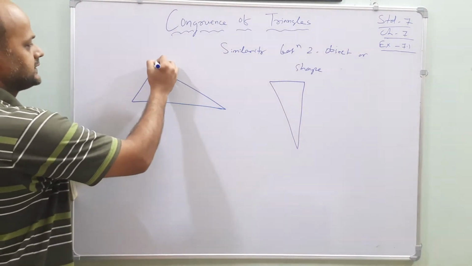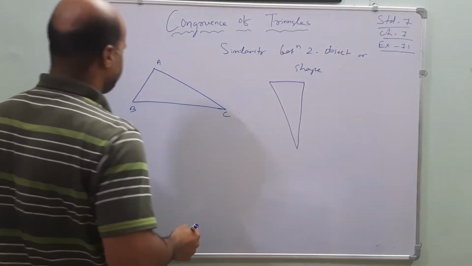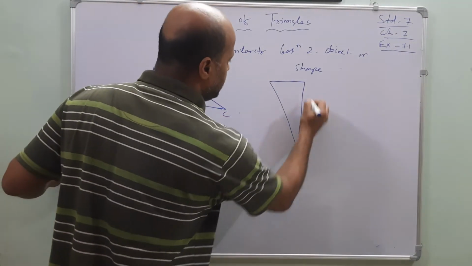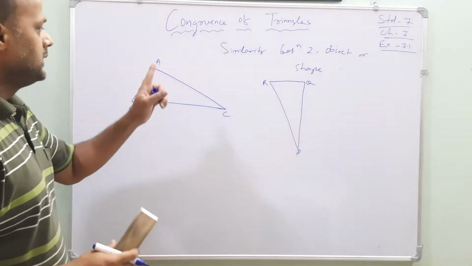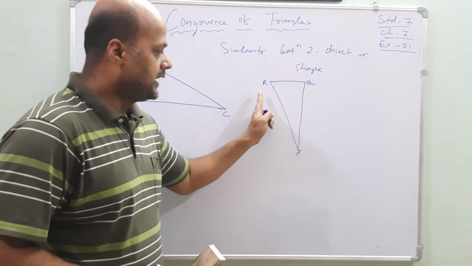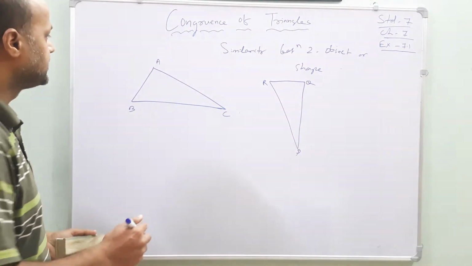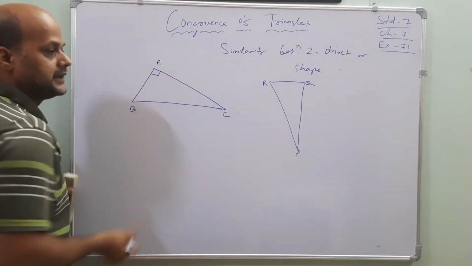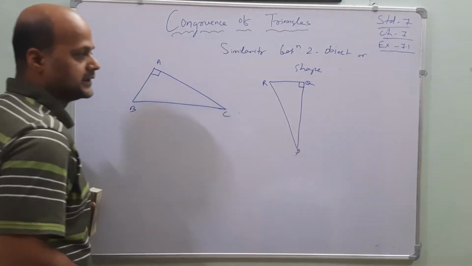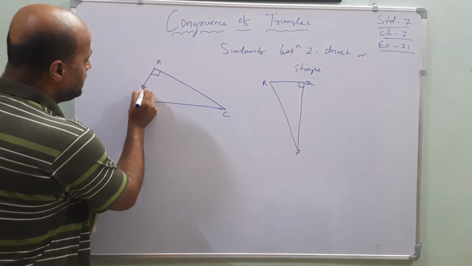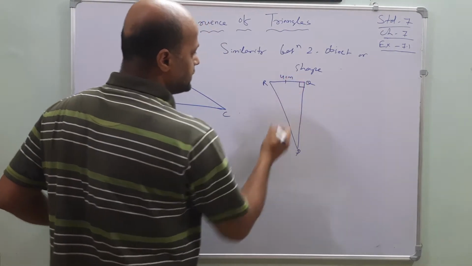Now I will say that this is triangle ABC and here is triangle PQR. The two triangles are triangle ABC and triangle PQR. Here angle A is 90 degrees, and angle Q is also 90 degrees. Here AB is equal to 4 centimeter, and here QR is equal to 4 centimeter.